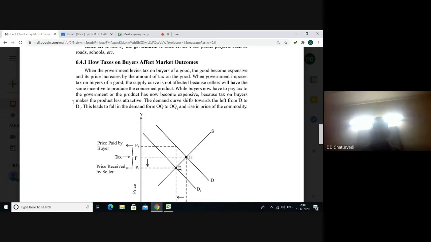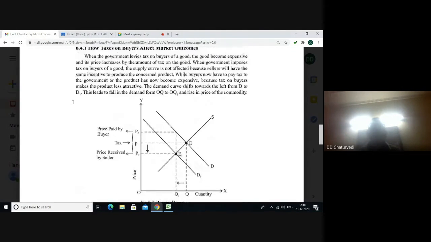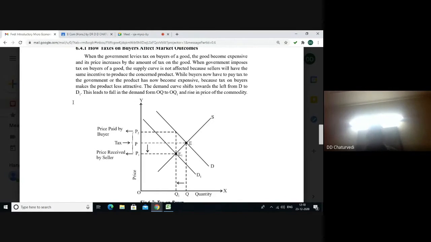Now, in this figure 6.7, we find that original demand curve D and original supply curve S intersect each other at point E. So this E is the point of equilibrium. And corresponding to this equilibrium point, OP is the equilibrium price and OQ is the equilibrium quantity.